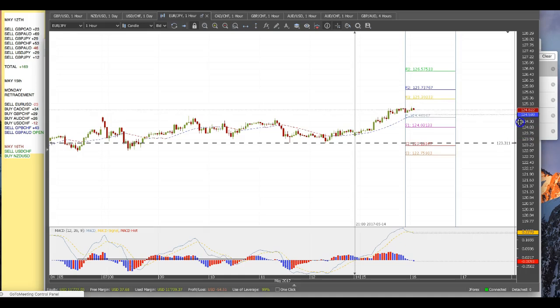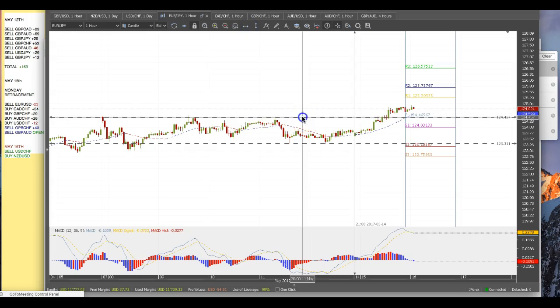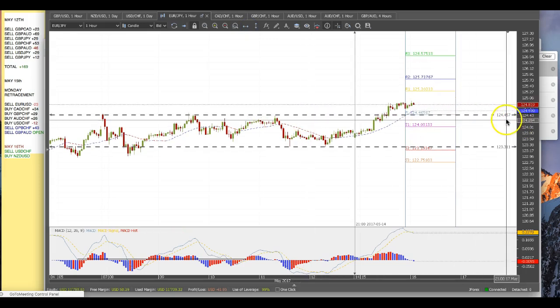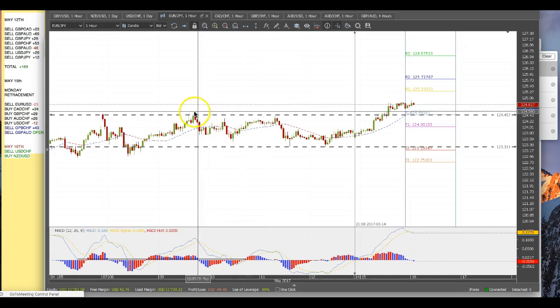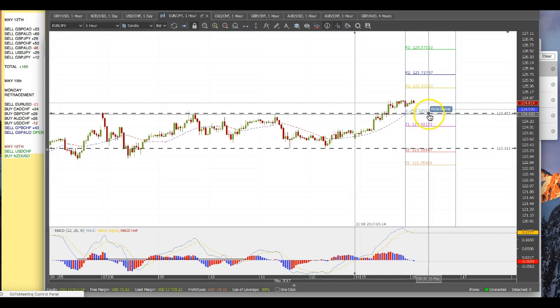So this is where the advisory indicator comes in really handy. So right now we have the advisory indicator giving us a buy signal down at 124.45, which is a previous resistance turned support. So if Euro Yen comes back down to this level and it gives me a candlestick pattern buy, then I would take that trade.